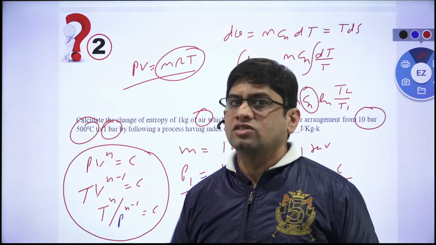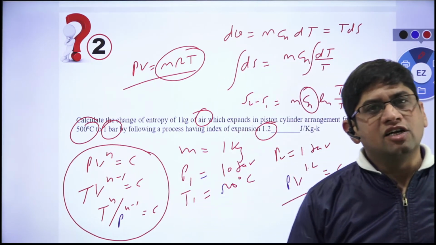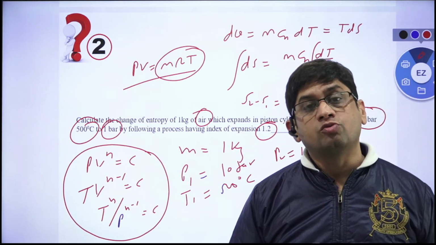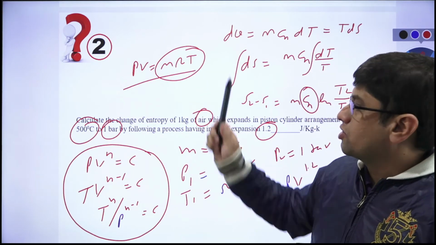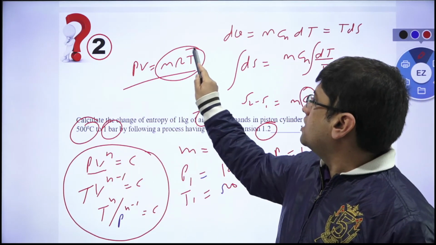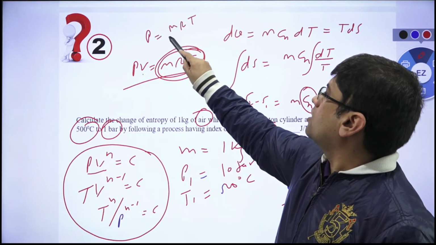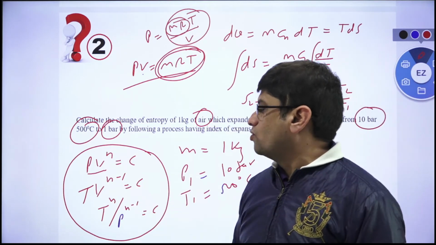These three formulas you should always remember: PV raised to power n is equal to constant, T into V raised to power n minus 1 is equal to constant, T raised to power n over P raised to power n minus 1 is equal to constant. These three formulas come from here only. In the formula PV raised to power n, if I write P in terms of T, P is nothing but MRT over V. MR is constant, so I need to write T over V.